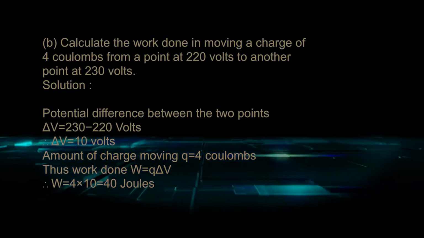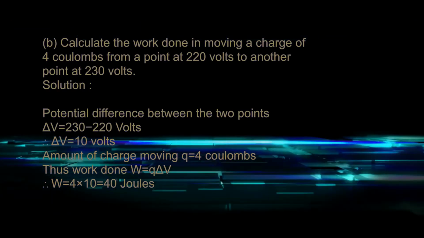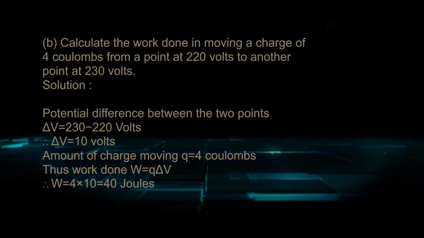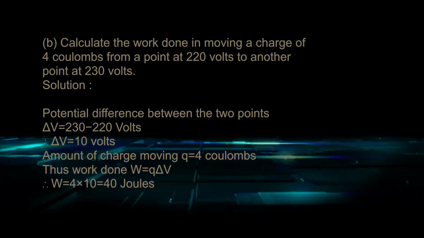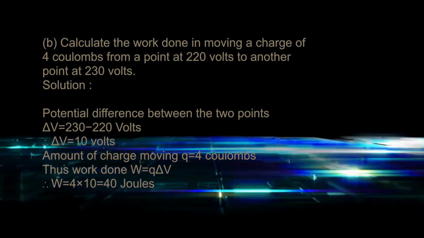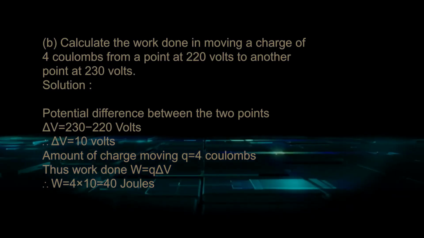Potential difference between the 2 points, delta V, equals 230 minus 220 volts. Delta V equals 10 volts. Amount of charge moving Q equals 4 coulombs. Thus work done W equals Q delta V. W equals 4 times 10 equals 40 joules.